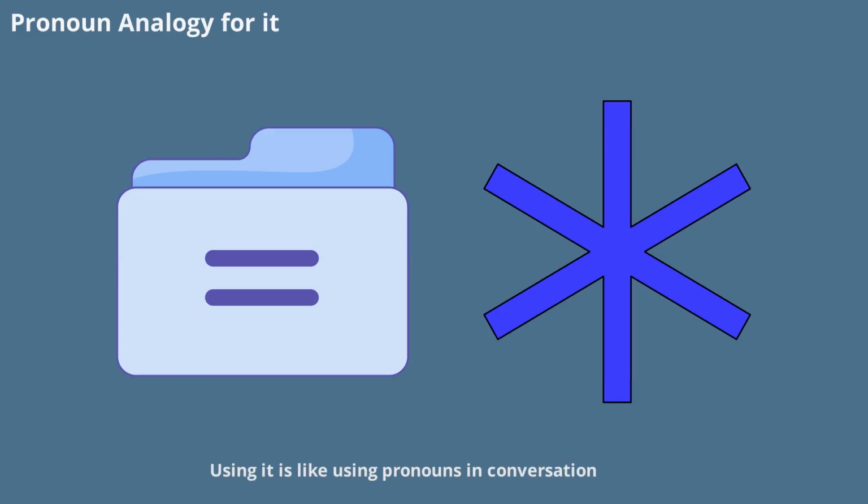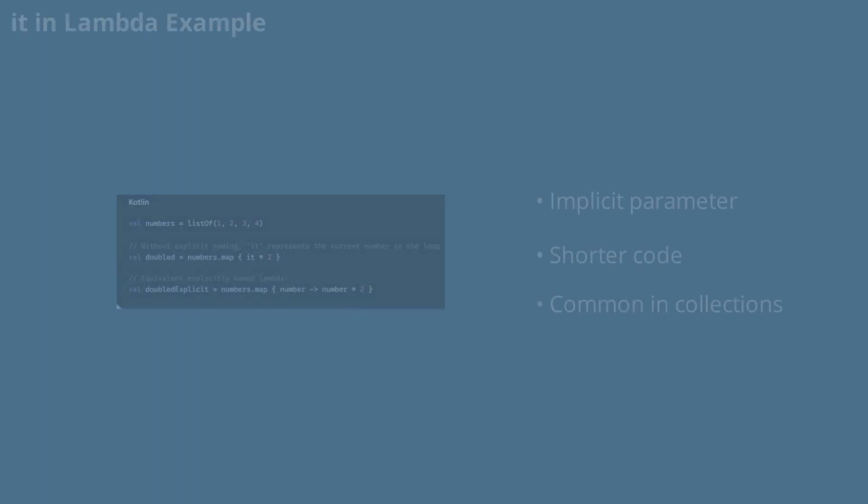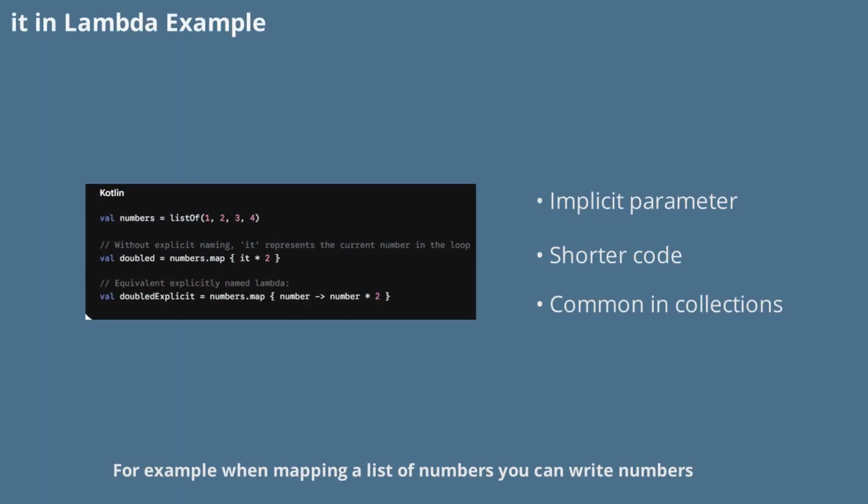Using it is like using pronouns in conversation. Instead of repeating "the book" every time, you say "pick it up, open it, read it." Kotlin's it works the same way, letting you write concise and natural code when working with single-parameter lambdas. For example, when mapping a list of numbers, you can write numbers.map { it * 2 } instead of naming the parameter explicitly. This keeps your code clean and focused on the transformation, not on variable names.